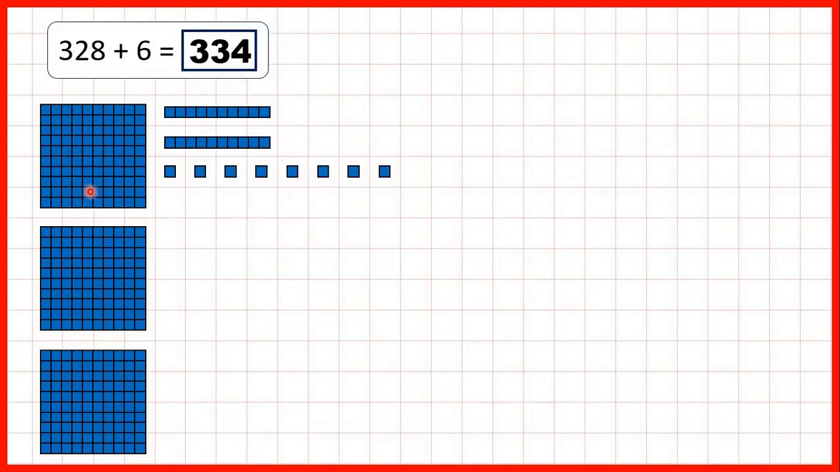Then we started with 328. If we first add 2, that gives us 330, but that's adding 2, and we need to add 6, so we need to add 4 more ones, so that we've added 6 altogether, and that means we have 3 hundreds, 3 tens, and 4 ones, so that's 334.